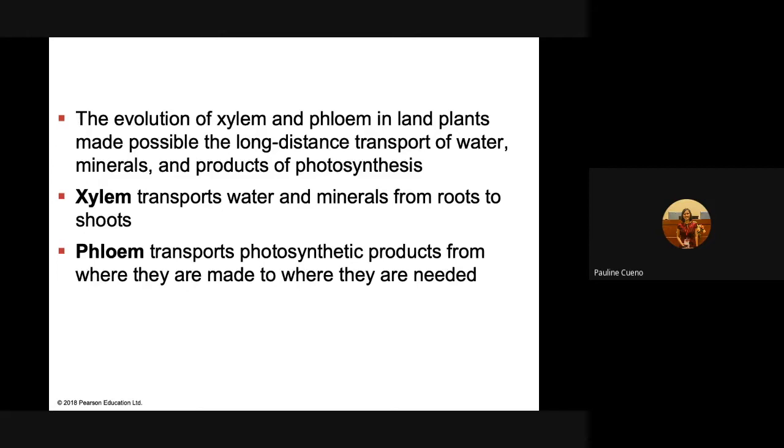ng long distance transport of water kasi lumalaki na yung mga plants. Okay? Not only water but also minerals and products of photosynthesis. So ano ba itong mga vascular tissues na ito? Ito po ay xylem and phloem. When we say xylem, this is the one responsible for transporting water and minerals from roots to shoots.